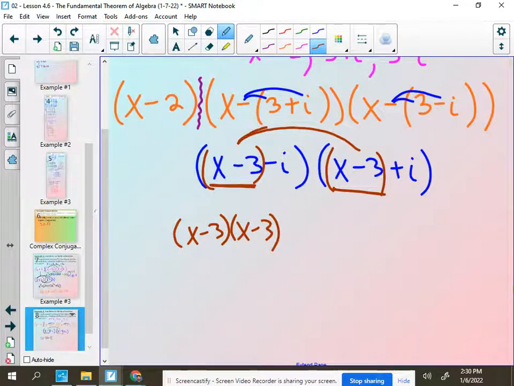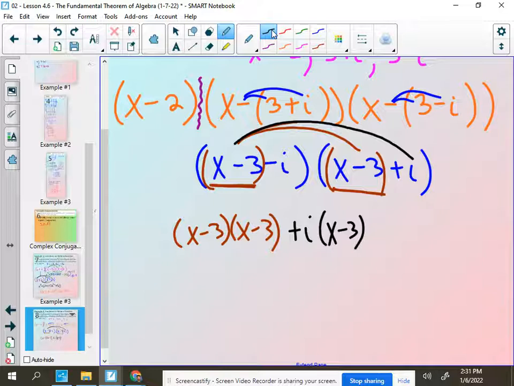But then here, let's do x minus 3 times i. What is that? That's positive i times x minus 3. And then on this one, I get negative i times x minus 3. So that's negative i times x minus 3. My last part of the FOIL would be, let me use purple here, negative i times i, so that's negative i squared.